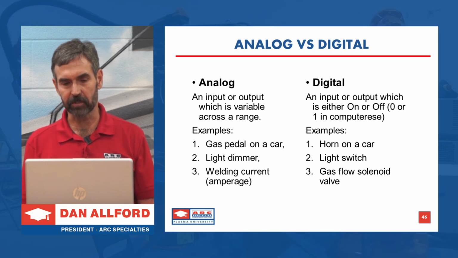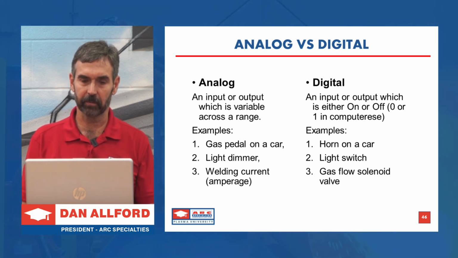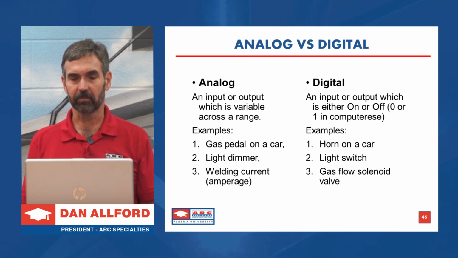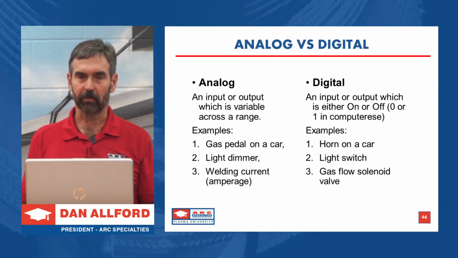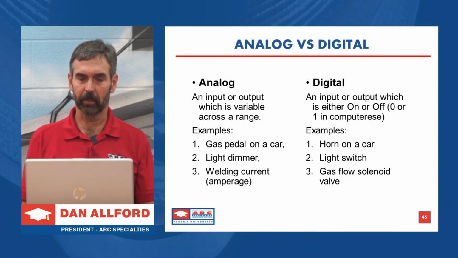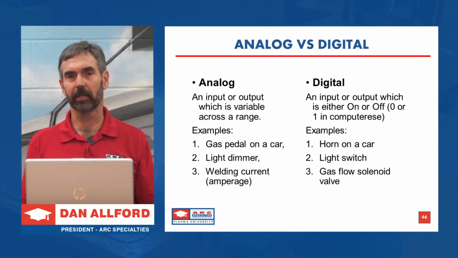And the alternative to this is digital control, which is an input or an output that's either on or off. And examples are the horn on a car, or a light switch, or a gas flow solenoid. We're simply turning the gas on and off.